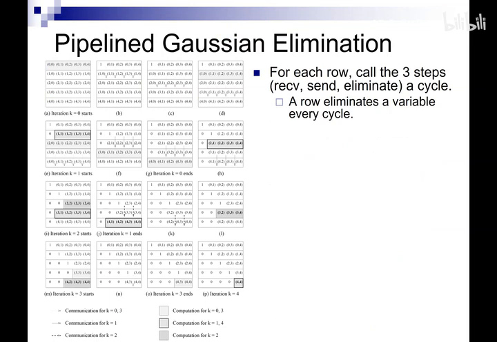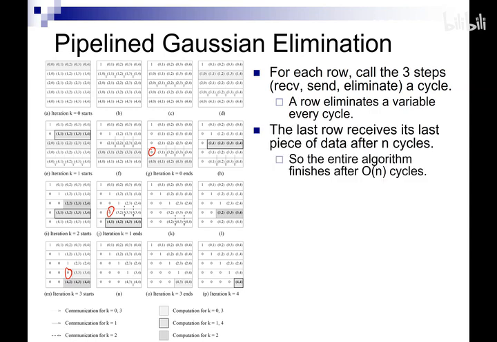So now let's call these three steps that each process performs, the receive, send, and eliminate, a cycle. And you can see that for each of these cycles, for example for the fourth node over here, every cycle it can eliminate one variable. From the first cycle, and then it runs the second cycle, eliminates the second value, and then it does the third cycle. So every time we run a cycle, we can eliminate a new value.